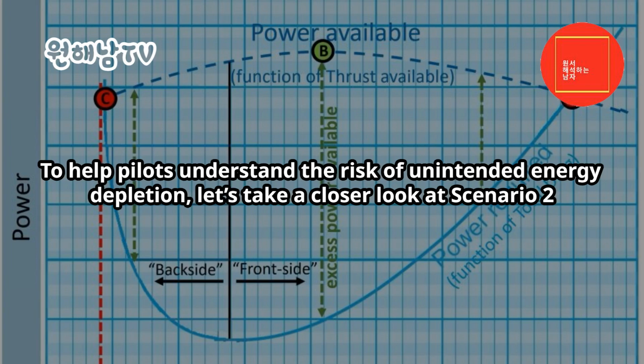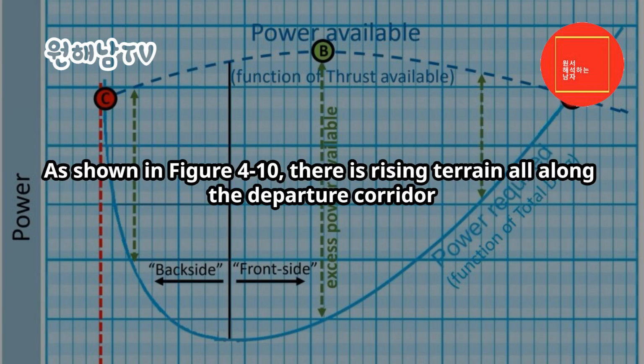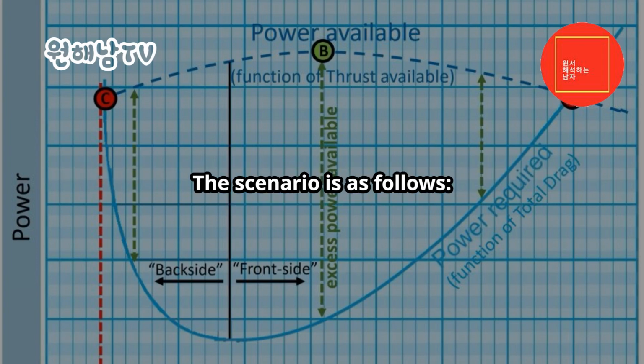To help pilots understand the risk of unintended energy depletion, let's take a closer look at Scenario 2. This flight scenario illustrates a situation that is all too common in general aviation: flying toward rising terrain and not being able to fly up and over it before impacting terrain. As shown in Figure 4-10, there is rising terrain all along the departure corridor. The scenario is as follows.